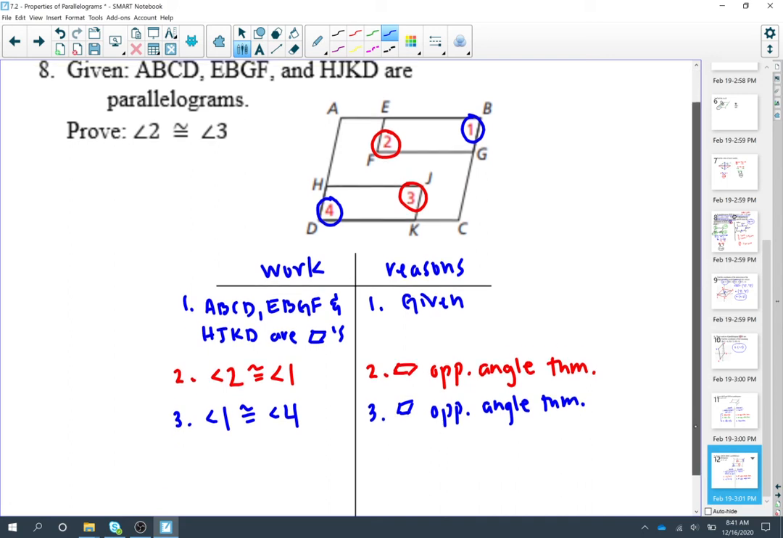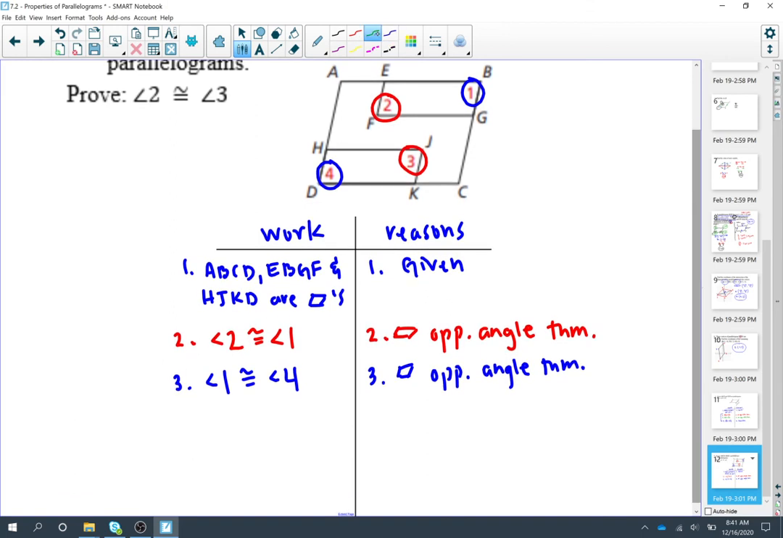Now, just like before, if you make 2 statements, you have to take a break and connect them. Otherwise, your proof gets too messy and the reader gets lost. So angle 2 is congruent to angle 1. Angle 1 is congruent to angle 4. So I know angle 2 is congruent to angle 4. And once again, that's your transitive property.